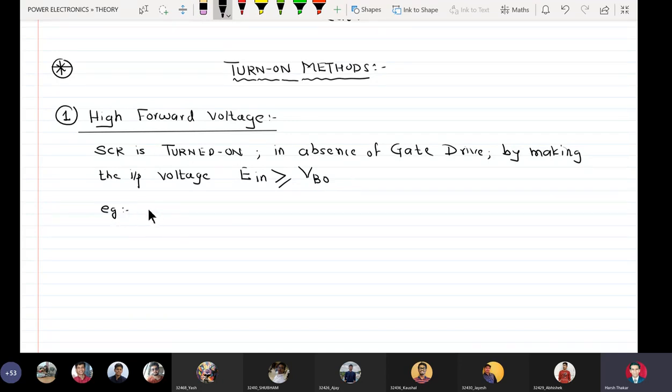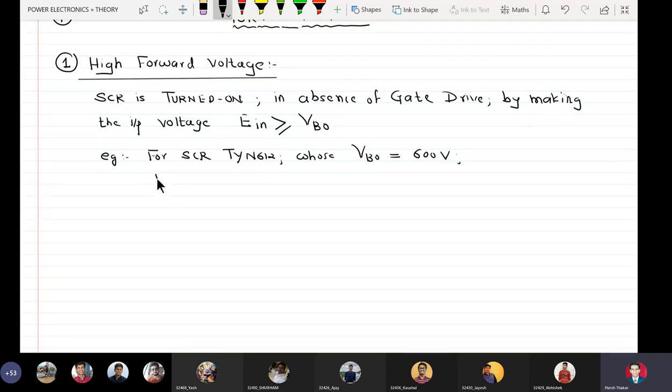So for example, for the SCR TYN612 whose breakover voltage equals 600 volts, E in should be greater than or equal to 600 volts to latch it, provided the device current IA exceeds the latching current IL. Okay, so necessary and sufficient condition.